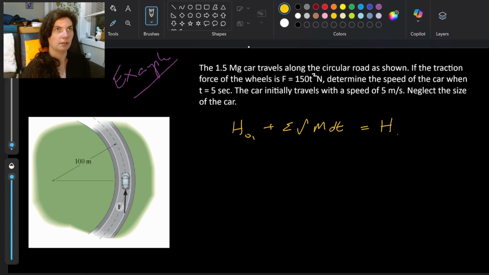And that gives us our final angular momentum. So here we're given a force, right? We're not given a direct moment like we were in the last one. It says that our force equals 150 t squared. Now, of course, we know our relationship between a moment and a force. We know that a moment is going to be r cross F.